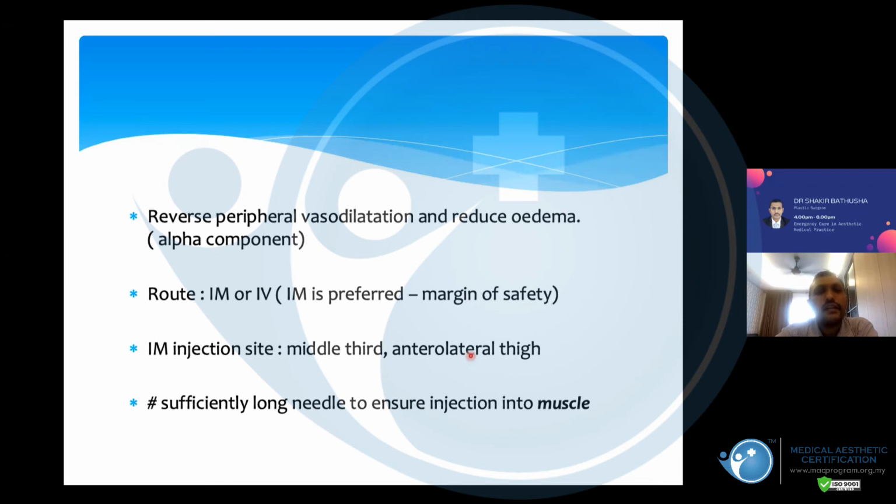The reversal of the peripheral vasodilatation and the reduction of edema is taken care of by the alpha component, and the IM route is preferred because it has a high margin of safety. You can inject anywhere around the middle third of the thigh, the anterolateral thigh. You must make sure that you use a sufficiently long needle to ensure it goes into the muscle, not into the subcutaneous tissue. If you inject into the subcutaneous tissue, it will take longer to produce an effect, because from the subcutaneous tissue it has to be transferred into the blood before it can exhibit its mechanism of action.